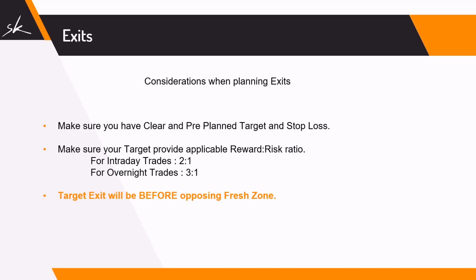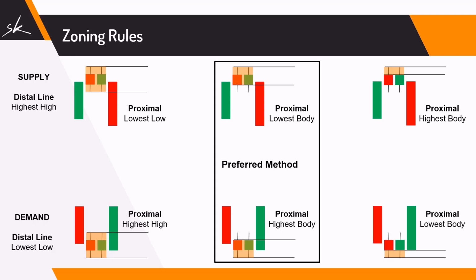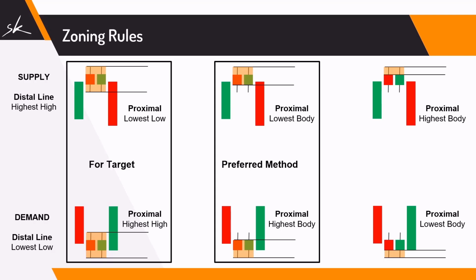Target exit will be before the opposing fresh zone. If you are going long at demand, the opposing zone for target will be supply. If you are going short at supply, the opposing zone for target will be demand. Stop loss will be the distal line. In zoning rules, we talked about using the body to wick method as the preferred method for entries. For targets, we will be using the wick to wick method.